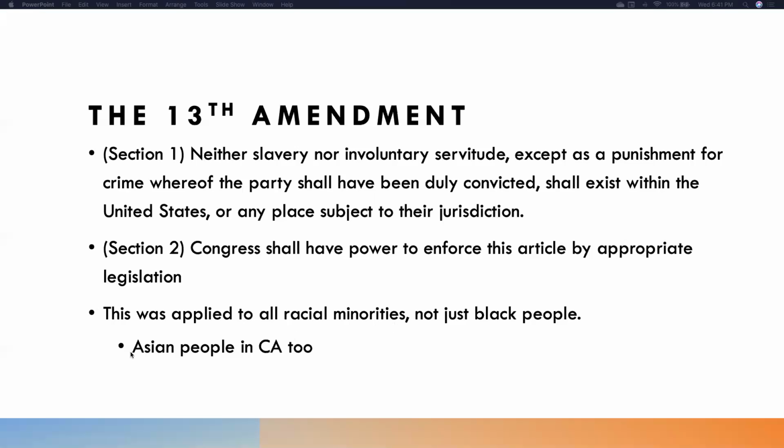Okay, so speaking to California specifically, at this time, there are a lot of Asian people who have moved from places like China in particular, but also places like the Philippines, to come and be in California for the gold rush, for example. So now, because of the 13th Amendment, they can also apply for citizenship if they are naturalized or were born here. So that was something that was really important to them as well. Now, let's talk about how the 13th Amendment went sideways.